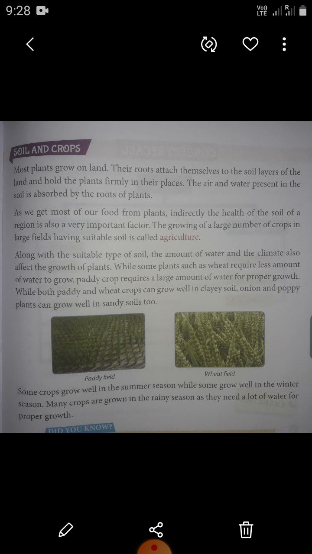Soil is formed as a result of weathering process. It is the natural habitat of many living organisms and is essential in agriculture. Some crops grow well in the summer season. Some crops grow well in the winter season and some crops grow in the rainy season.